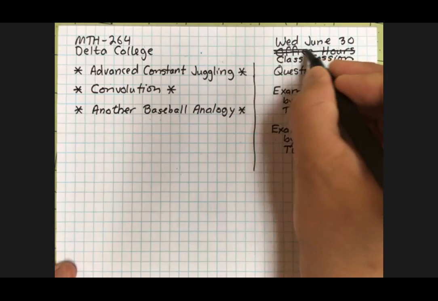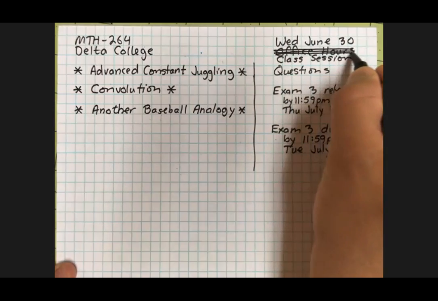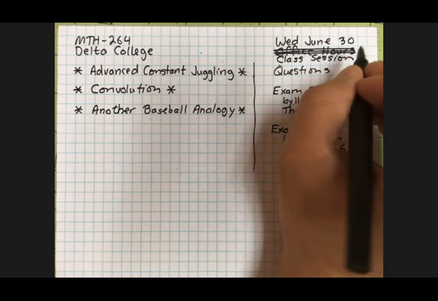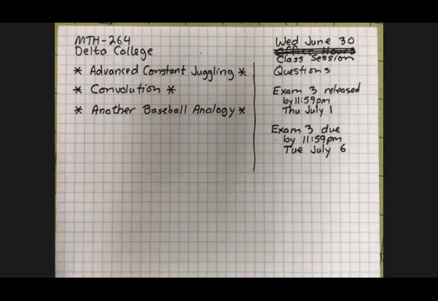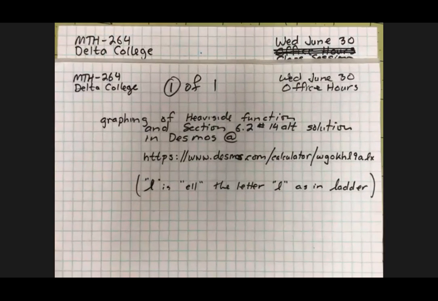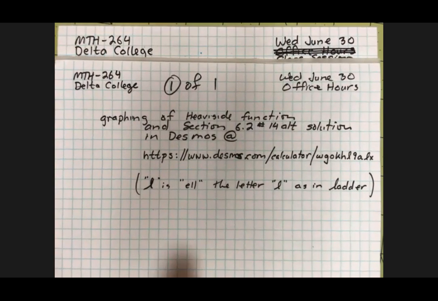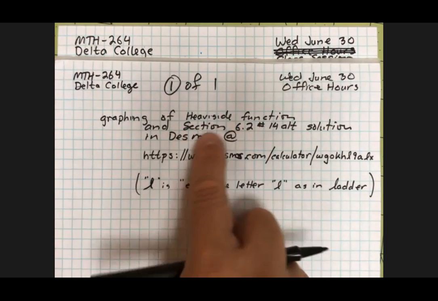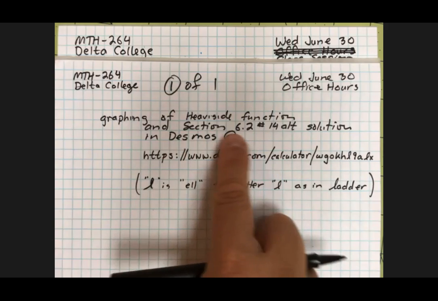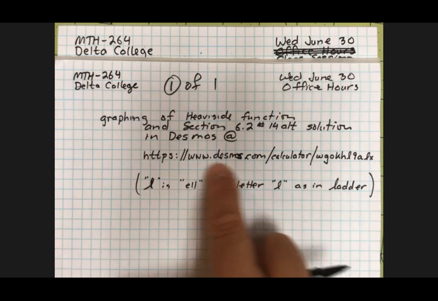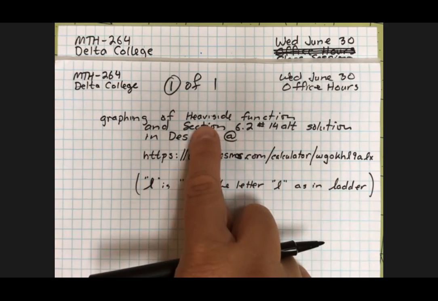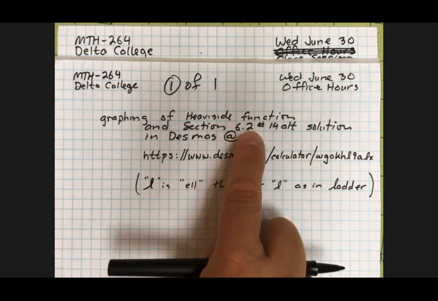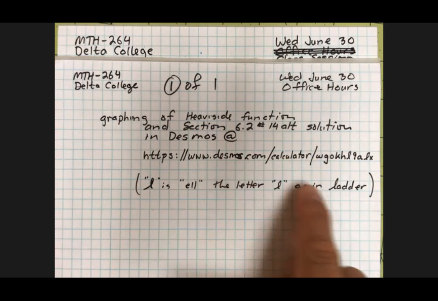I did take some notes in the office hours, very short notes beforehand, and might as well show them to you, but they'll be posted later because someone was asking a question about how to graph the Heaviside function in Desmos. So I put together a Desmos demonstration. You can follow this link of me graphing the Heaviside function and the solution from the homework you handed in last night in Desmos.